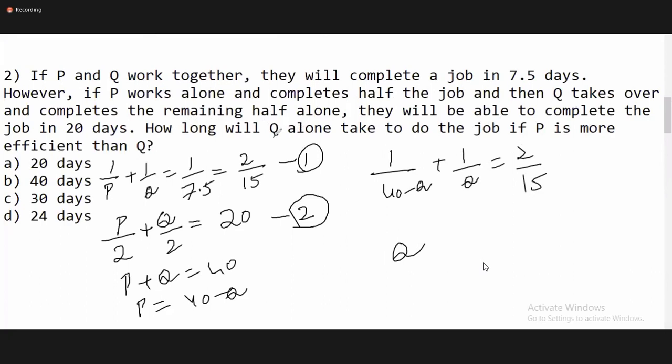But the question is, how long will Q alone take to complete the work? P is more efficient than Q. Guys, if you do this, you will get a quadratic equation. It's a bit difficult task when you answer the question this way, because there is no other alternative. We can't take the LCM in this question. So please note this down and try to calculate later.